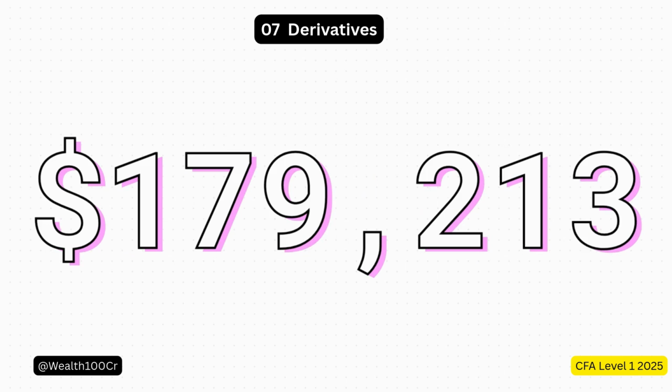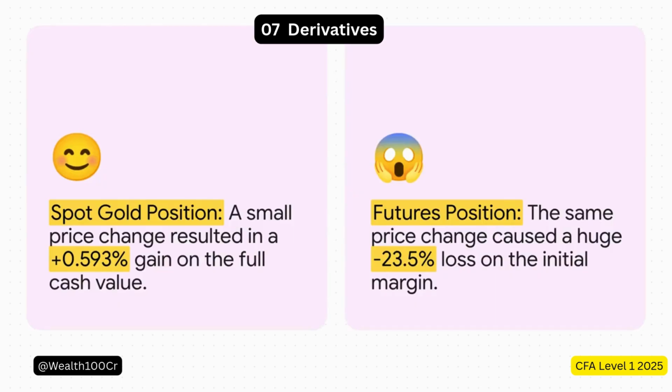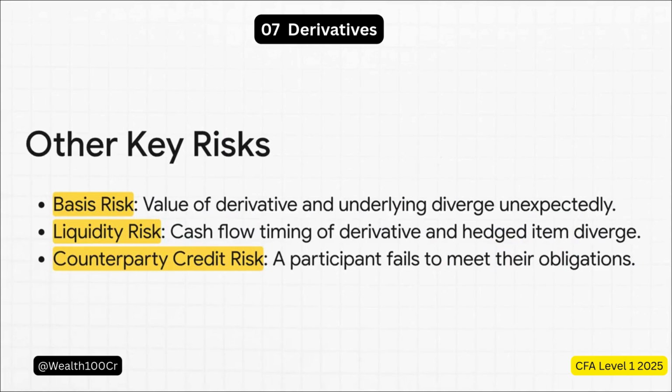Now let's see what happens if the price changes just a little bit. And look here, this is so important. The price of gold moved just a tiny amount. The person who bought the actual gold made a small profit, but the person with the futures contract, oh my goodness, he had a massive loss of almost 24% on his deposit. Why? Because that tiny price move was multiplied by the leverage. The pole slipped.